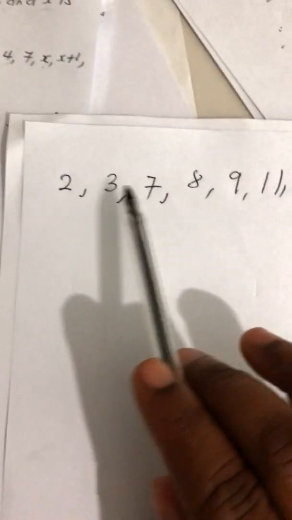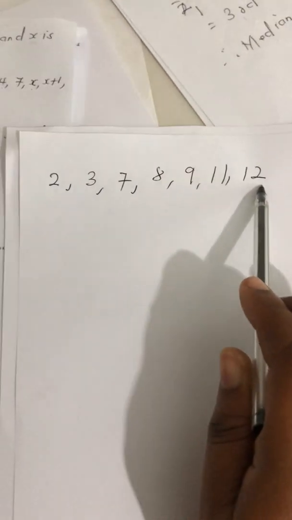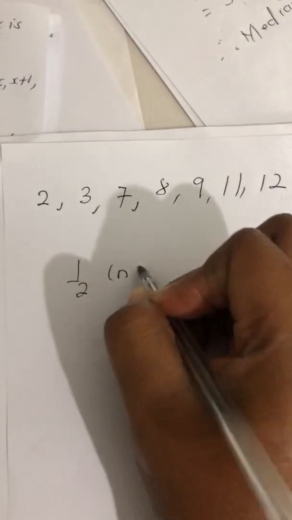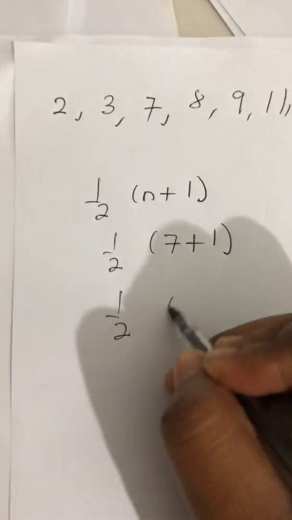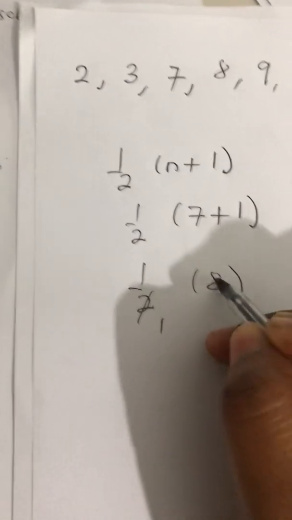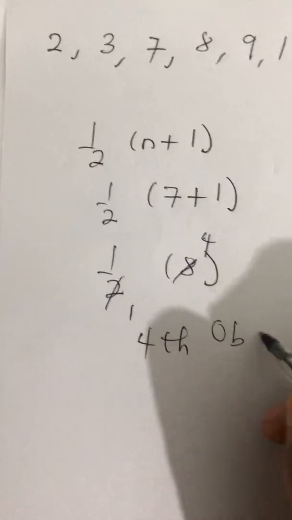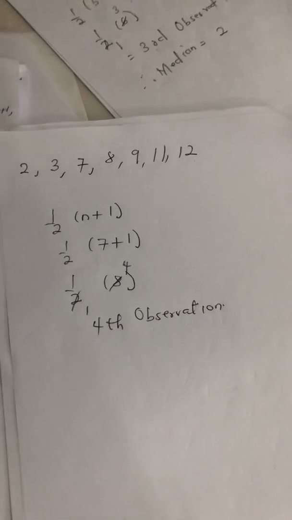Now, the next step is you count how many members you have. So you have 1, 2, 3, 4, 5, 6, 7. 7 is an odd number. And what is the formula? The formula says half of n plus 1. So we have half of 7 plus 1, giving us half of 8. So 1 over 2 times 8 is 4. So we have our fourth observation. This is how you solve it. So this is the fourth observation, right?